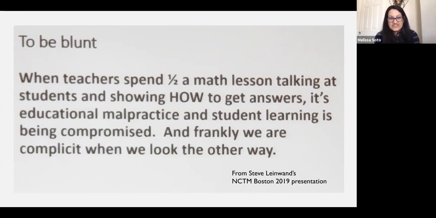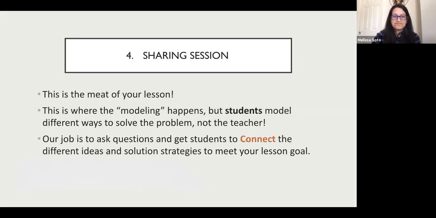So I think this is a really strong point that we really need to provide opportunities for kids to make sense and to think of the mathematics. And if we're doing all the thinking, kids aren't going to learn. So again, our job is not to tell kids how to solve problems. Our job is to open up spaces and opportunities for kids to engage in that practice and those ideas.